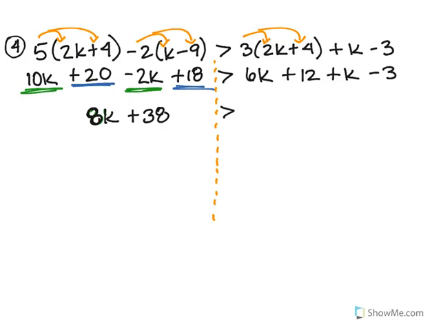Is greater than, clean up this side. We have 6K plus 1K gives us 7K. And then we have 12 minus 3, which gives us 9.